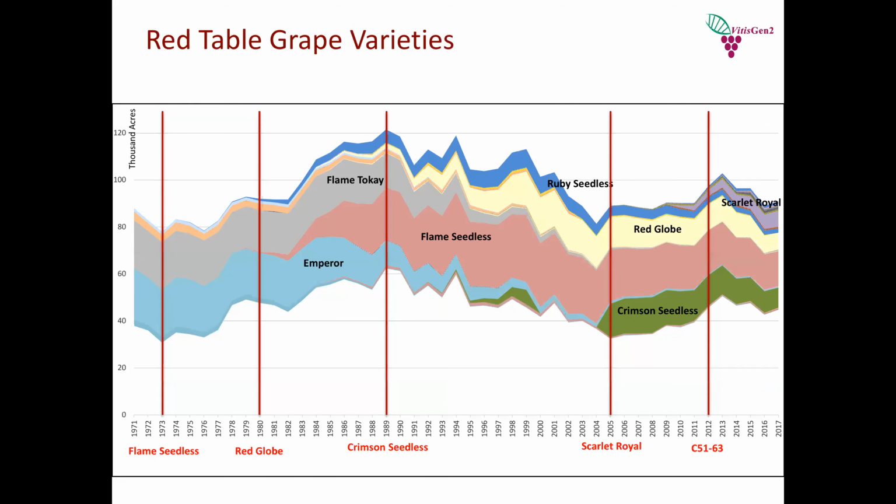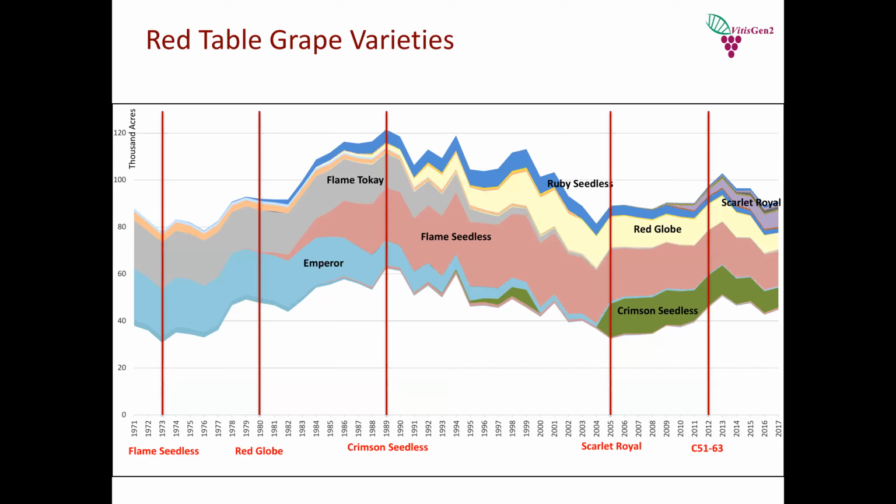And finally, the red table grape varieties are the dominant category in California. And here the picture is even more clear. Flame Seedless is a great example. It came on in 1973 and started gaining ground in the 1980s. And now it's slowly going away.